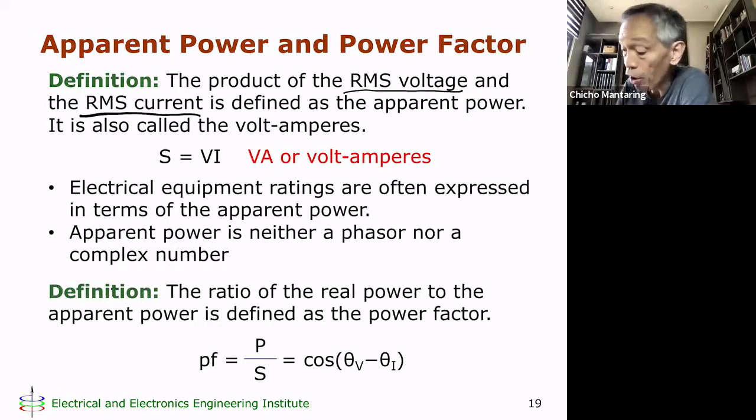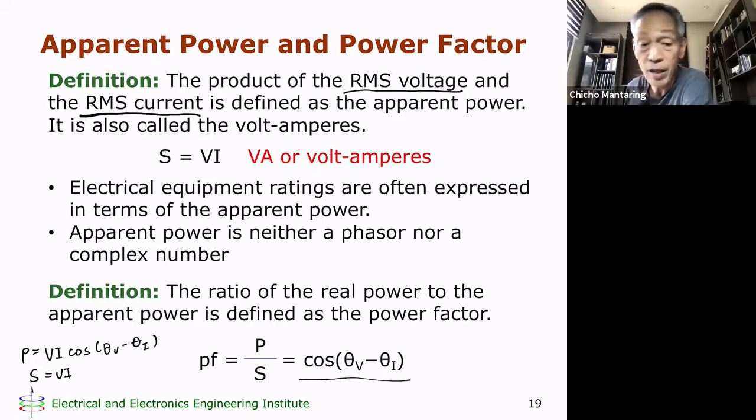If I get the ratio of P, real power, to S, that is what I call my power factor. Since P, if you recall, is equal to VI cosine theta V minus theta I, and S is equal to VI, if I get the ratio of P to S, the VI cancels out, and all I get is cosine of theta V minus theta I. And you call that your power factor.